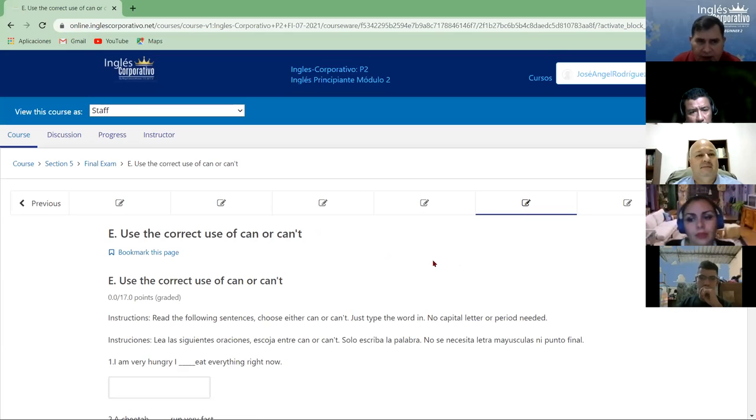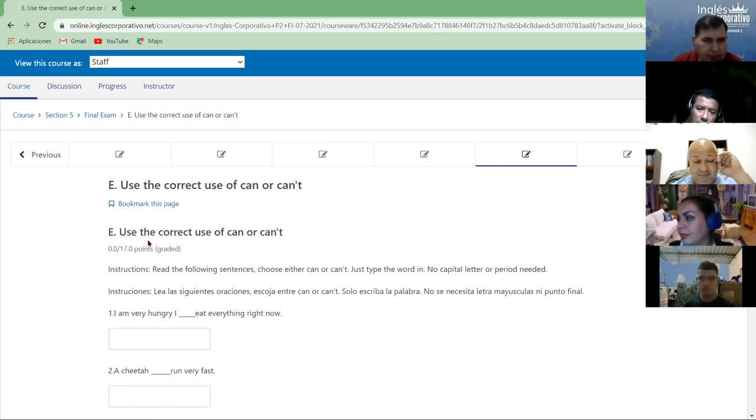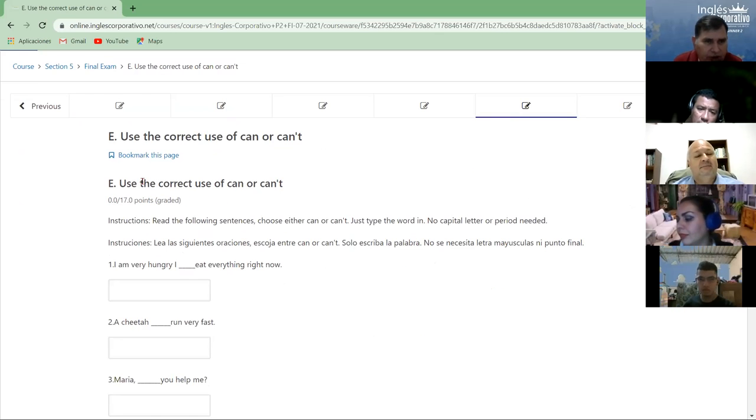Okay, in letter E, use the correct use. It's a little mistake, no problem, okay? Use the correct form of can or can't. But in this case, it's not the correct form. It is use can or can't correctly, okay? Let's see. Because this is incorrect, right? You don't say use the correct use, okay?